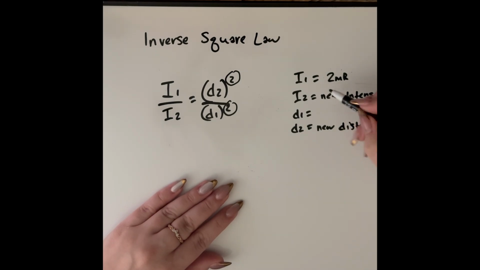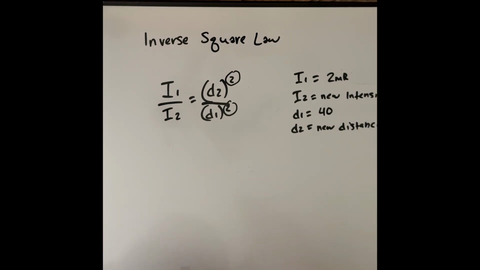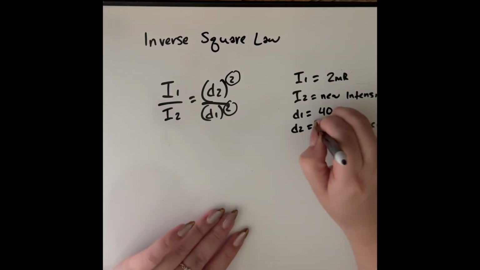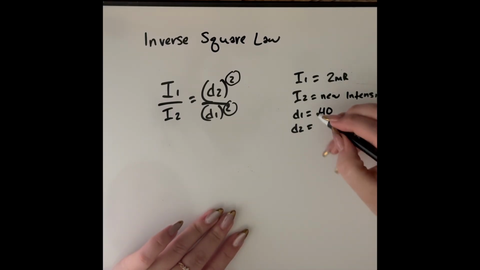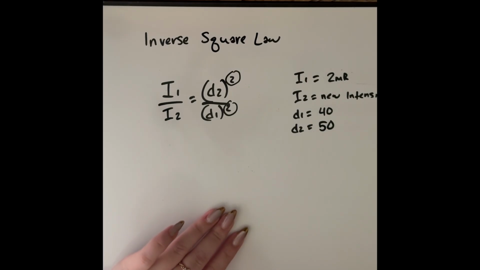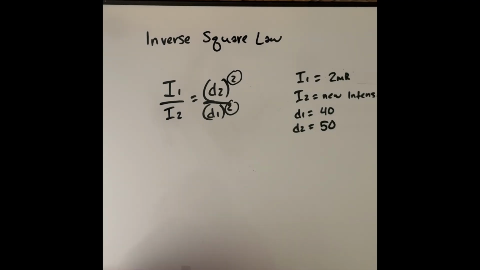Now, we did a couple of these in class. So I think we did the first one and we did the third one. So we're gonna do the second one. What will be the measurement of intensity at 50 inches? So that is a distance, and that is our second distance. So this would now be 50. So just like in class, what are we now looking for? We're looking for this guy, our new intensity.